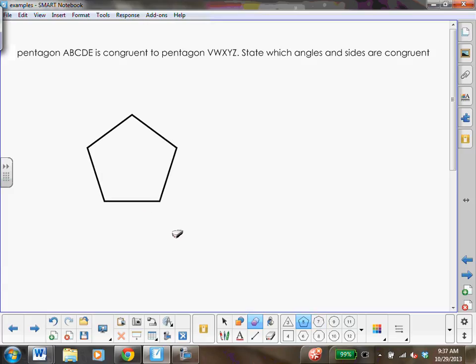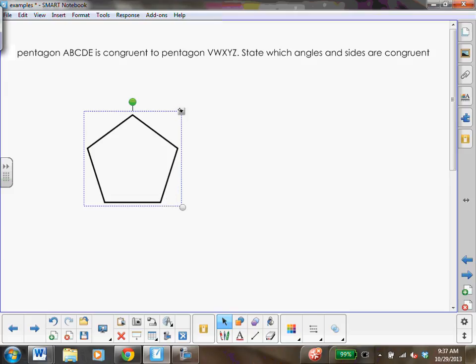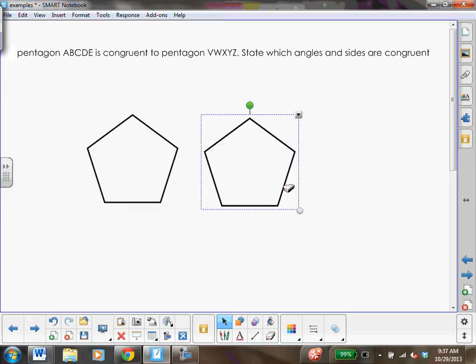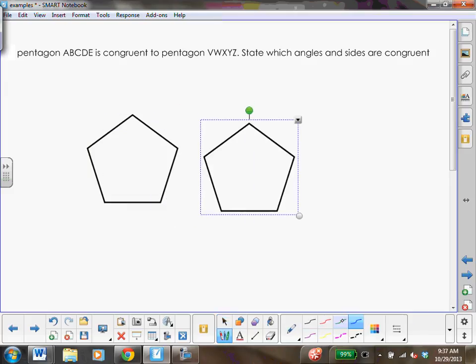Here's a pentagon, and we know that these two pentagons are the same, or they are congruent. So I will label this one A, B, C, D, E. And therefore this one will have to be V, W, X, Y, and Z.